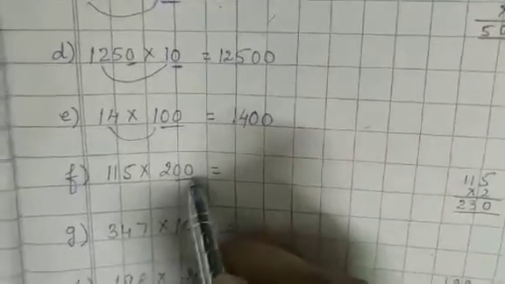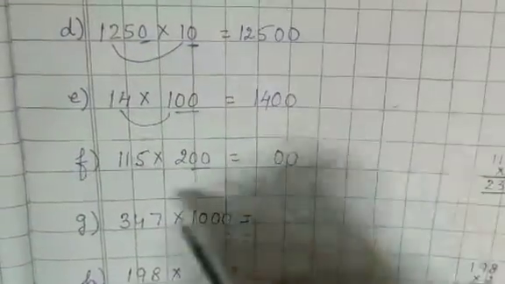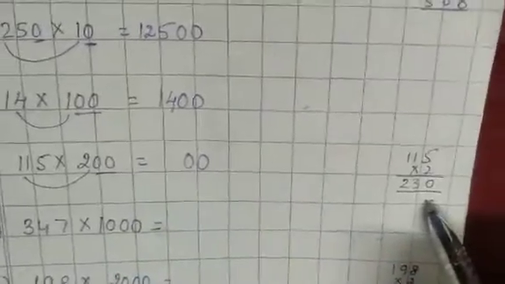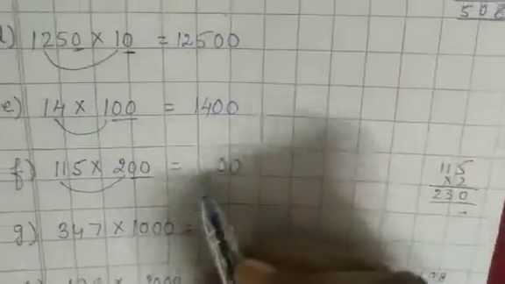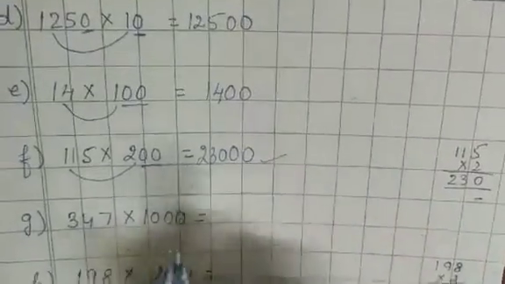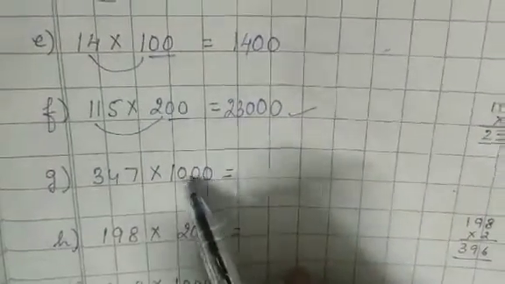Next, how many zeros are there? 2. So we'll write 2 zeros, and this is 115 multiplied by 2. So we'll multiply at side. 115 multiplied by 2, it is 230. So we'll write 230 here. This is the answer.